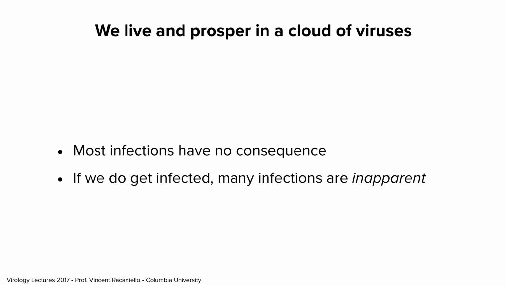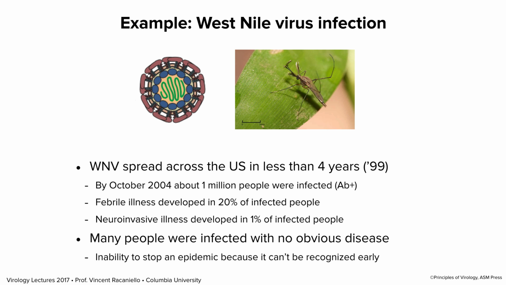Inapparent means you don't have any signs or symptoms, but the virus is still replicating, and we know that. I'll tell you why we know that in a moment. Here's an example of a virus. Now, every virus pretty much has inapparent infections. Don't let anyone ever tell you that 100% of any virus infection is apparent. There's always going to be some. Some of them are close to 100%, but never 100%. West Nile virus. This is a flavivirus. We've talked about flaviviruses. Immediately should pop into your head.